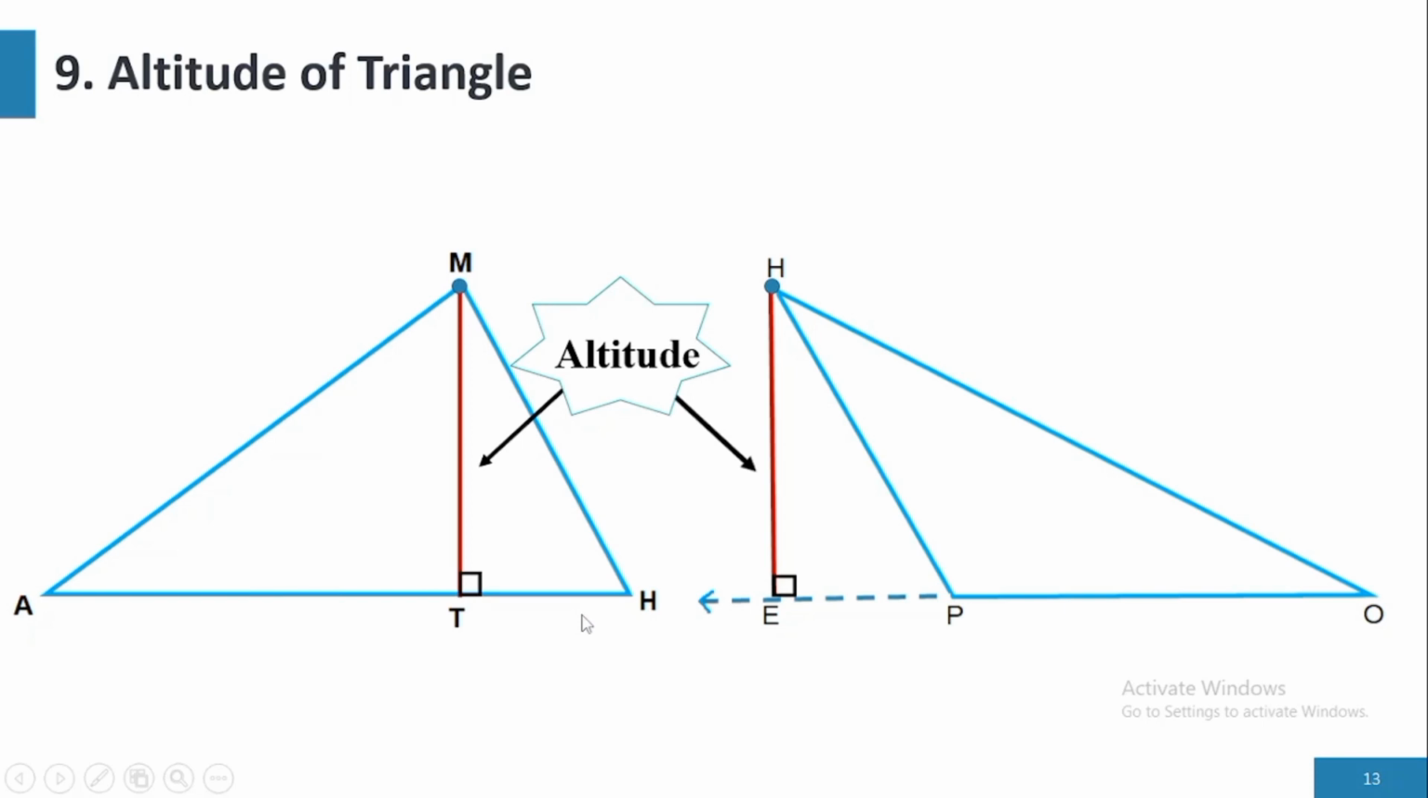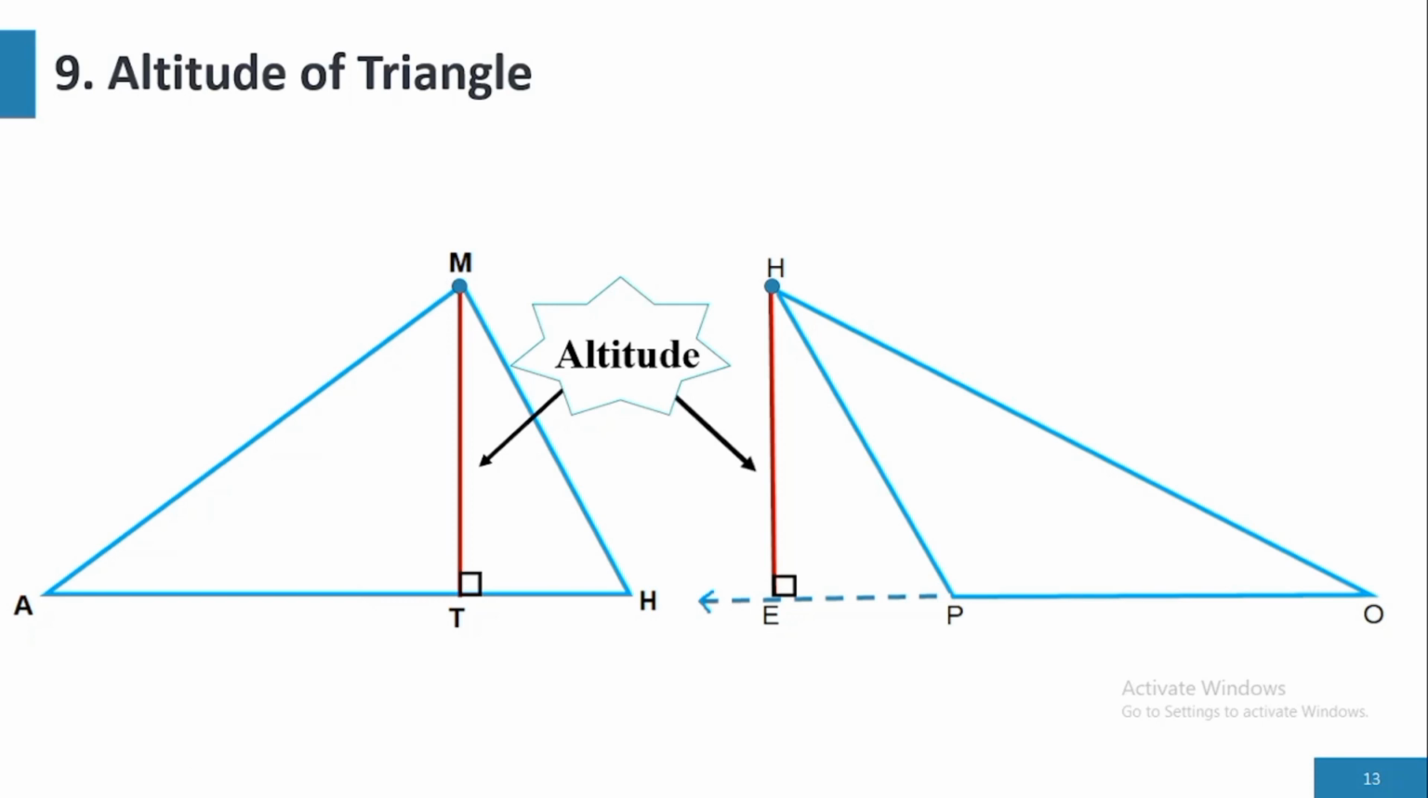The word perpendicular is important. Perpendicular means what? A segment which is making an angle of 90 degree. So altitude of a triangle is what? A perpendicular drawn from the vertex of a triangle to its opposite side is called as altitude of that triangle.